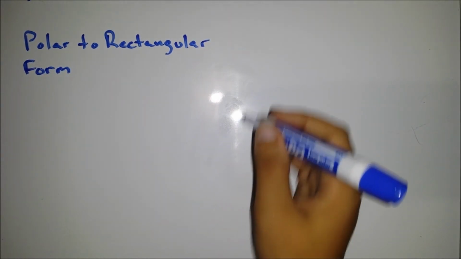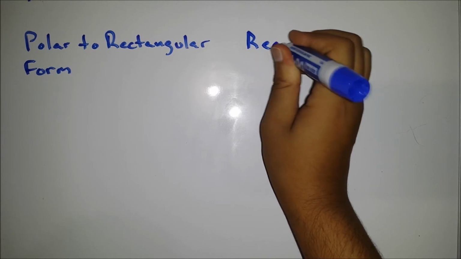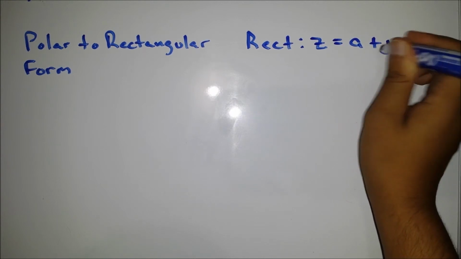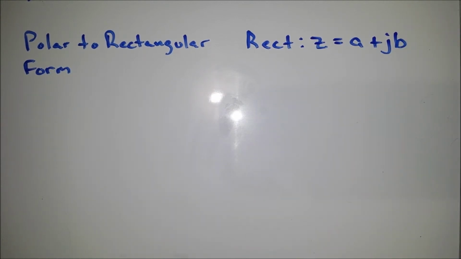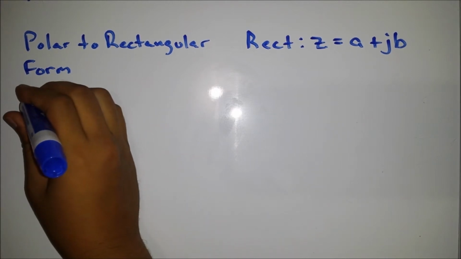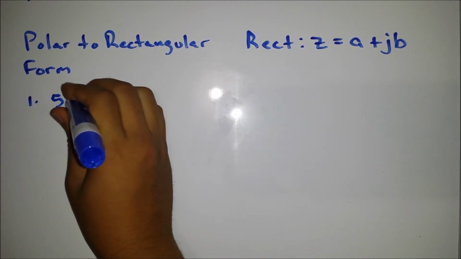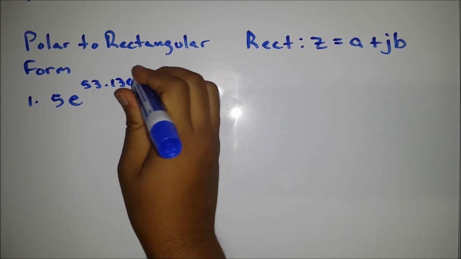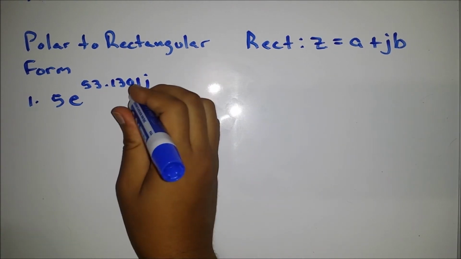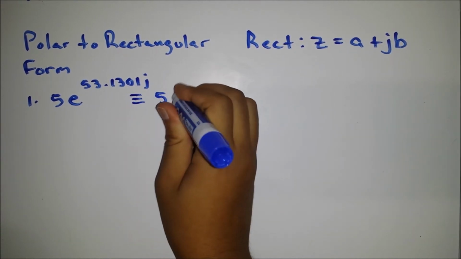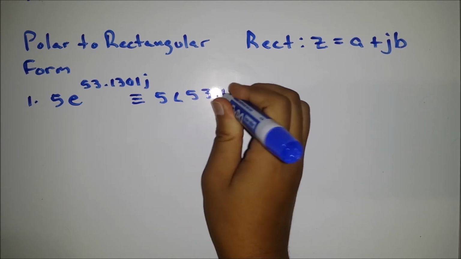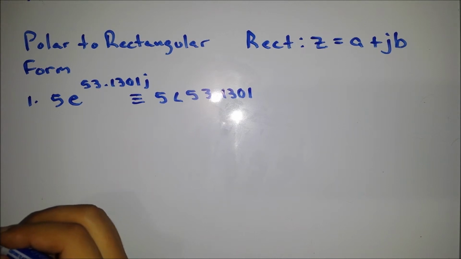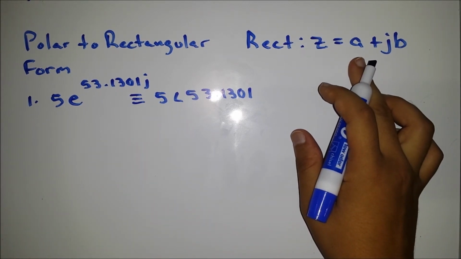It's important to keep in mind that a complex number in its rectangular form is expressed as z equals a plus jb. Let's say you have a complex number such as 5 times e to the 53.1301 degrees, which is equivalent to 5 at an angle of 53.1301. The first thing you're going to want to do is find the real part, which is the a value.